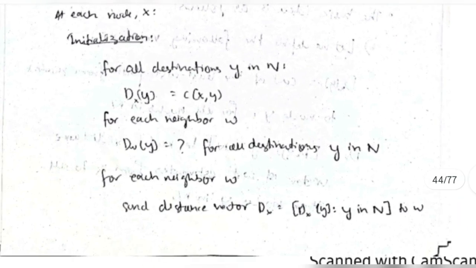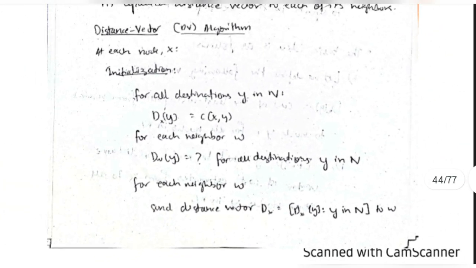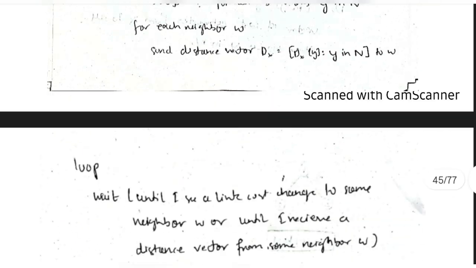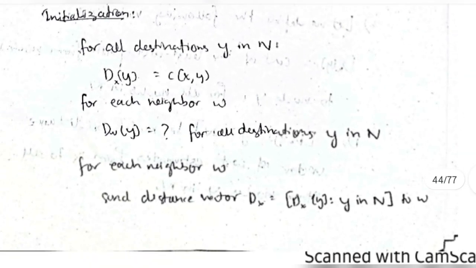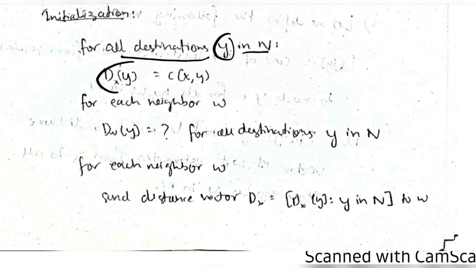Let's see how to remember this algorithm. This is the initialization part, and after that we have the loop part. Let's see what the initialization part is. How many loops do we have? 3 for loops. In the first for loop, for all destinations y in N, D of x y is equal to c of x comma y. Just remember that to initialize the table, you initialize the direct paths. That is the first for loop.